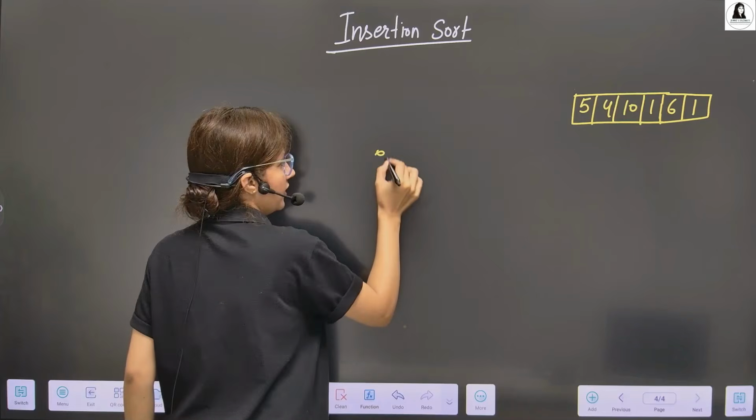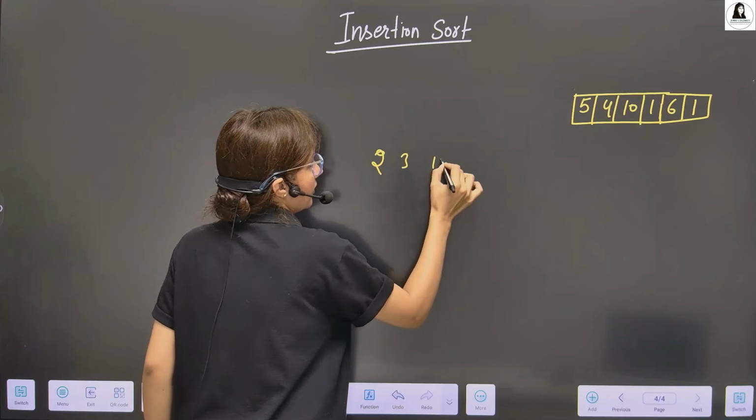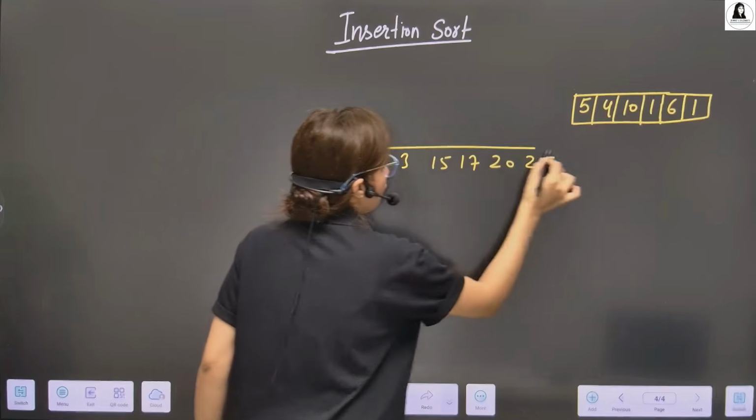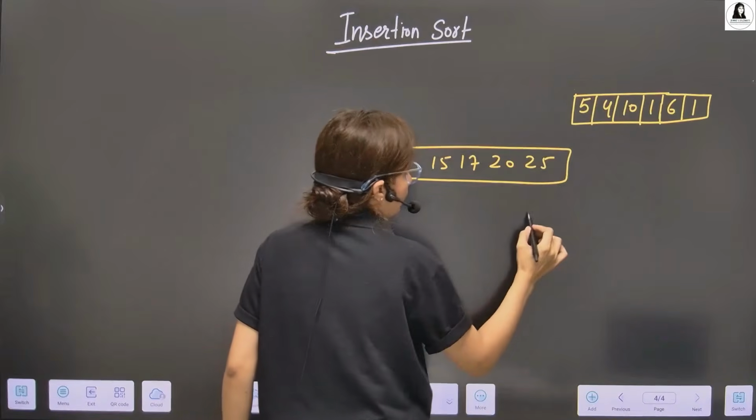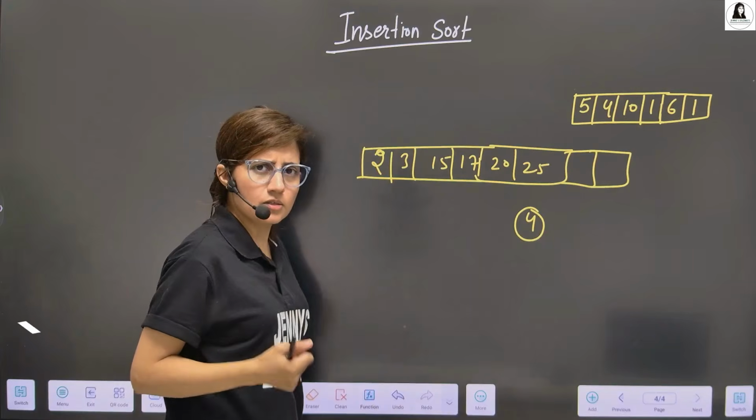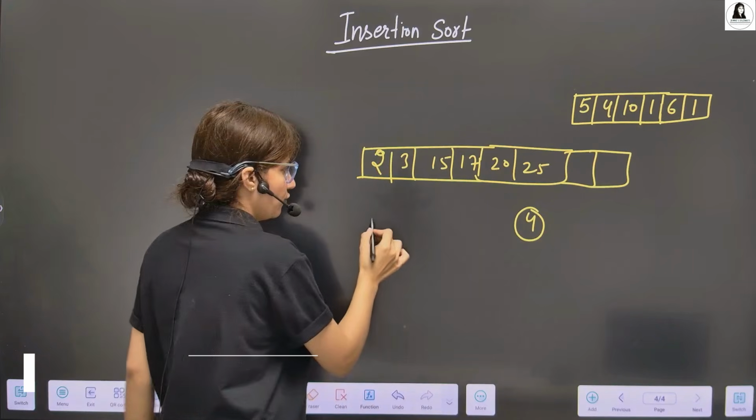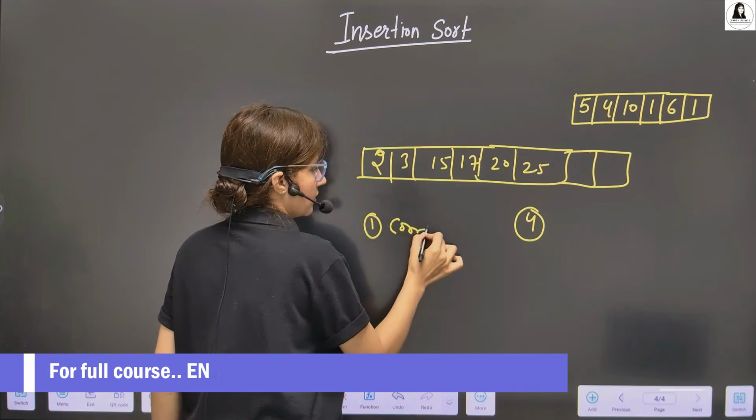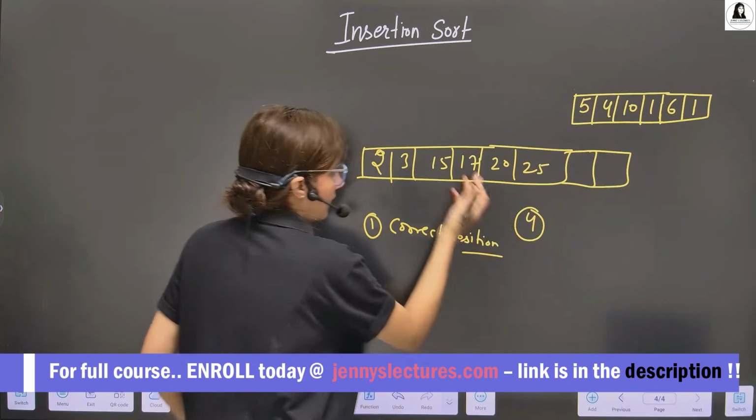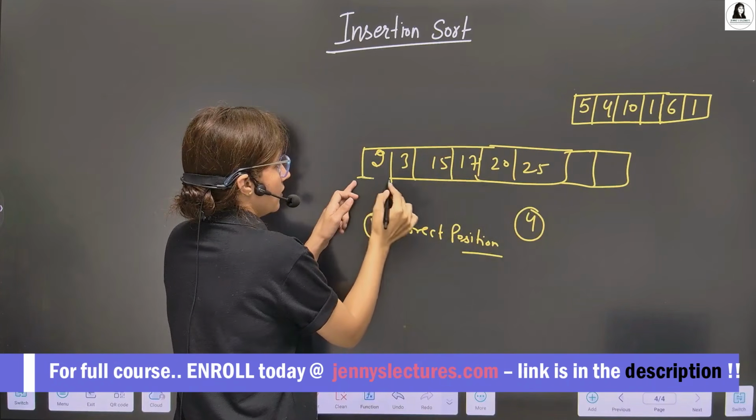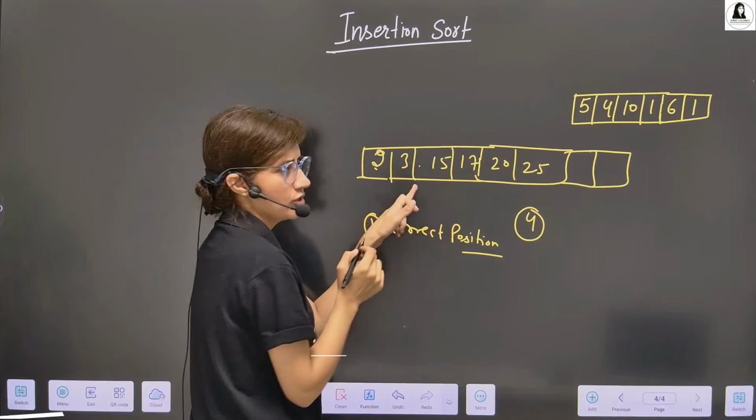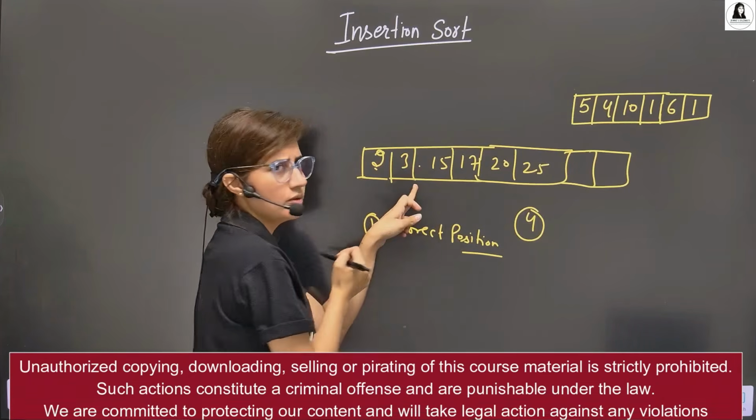Suppose a sorted array is given to you, right? This is the sorted array, and now you are supposed to insert. Suppose 4, you have to insert 4. How will you insert in a sorted array? First, you have to find out the correct position. Compare: 4 is greater than this, go right. Greater than this, yes, go right. Less than this, yes. So this is the correct position. Here I'll insert. But obviously I cannot insert directly here.